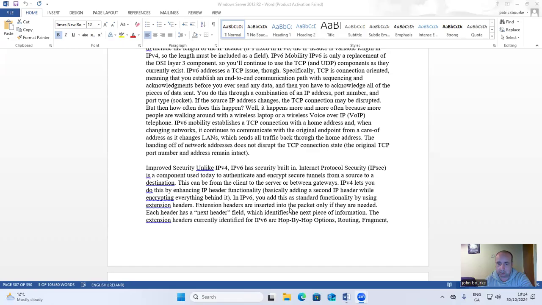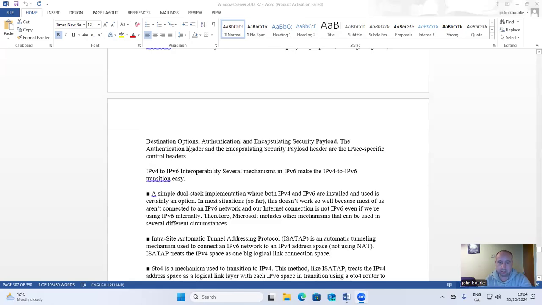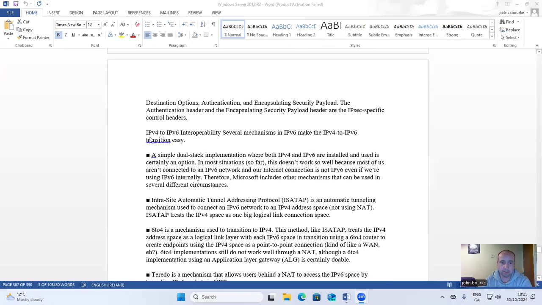Extension headers are inserted into the packet only if they are needed. Each header has a next header field, which identifies the next piece of information. The extension headers are currently identified for IPv6 as hop by hop options, routing and fragment, destination options, authentication, and encapsulation security payload. The authentication header and the encapsulation security payload header are the IPsec-specific control headers.